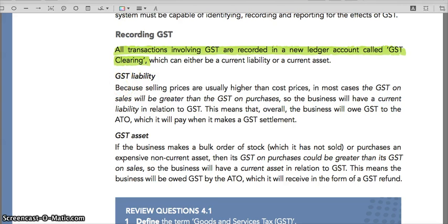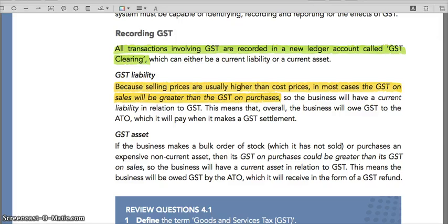So what we're hoping for is that, because our selling prices are usually higher than our cost prices, in most cases GST on sales is going to be greater than GST on the purchases that we've made. So we're hoping that at the end of the 3 months, we're going to have a GST liability that we need to pass on, because that means that we have essentially received more money than we have paid out.